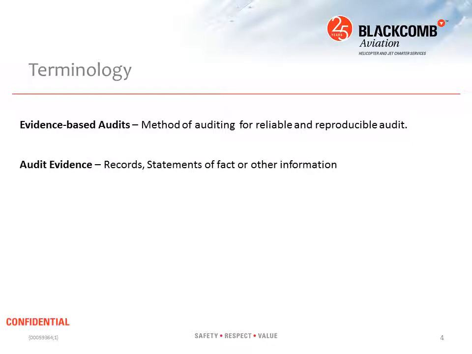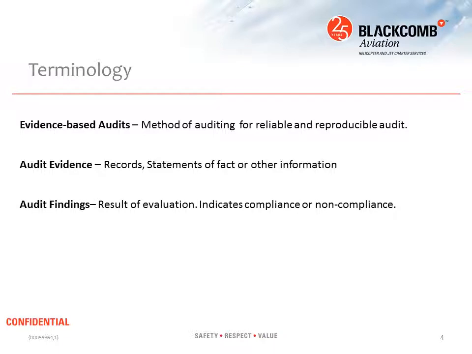Audit evidence. Records, statements of fact, or other information which is relevant to the audit criteria and is verifiable. This is documentation such as tracking sheets, maintenance report envelopes, purchase orders, lease agreements, etc. Audit findings are the results of evaluations of audit evidence against audit criteria. These can indicate compliance or non-compliance with the audit criteria. These findings will be documented on the audit checklist.